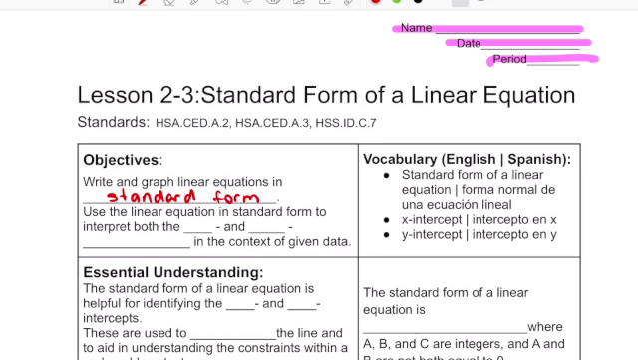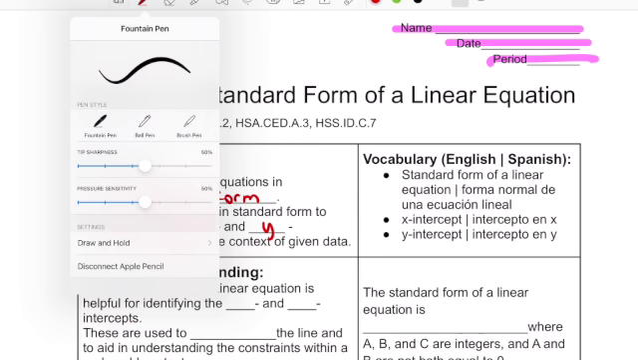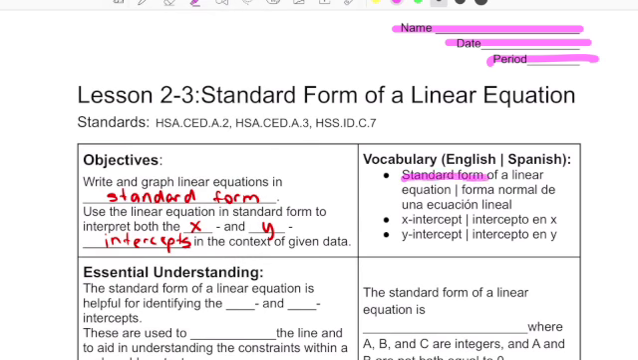And use the linear equation in standard form to interpret both the x and y intercepts in the context of given data. Our vocabulary for lesson 2-3 is standard form of a linear equation, x-intercept, and y-intercept.